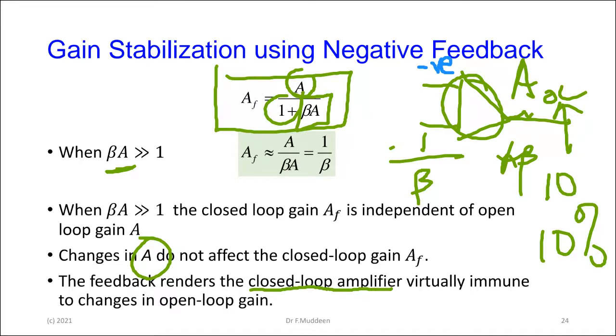All right, so that's one of the great benefits of negative feedback, that it isolates or immunizes, which is a nice word in our current scenario, that it immunizes us against the sort of component variations for open loop gain.